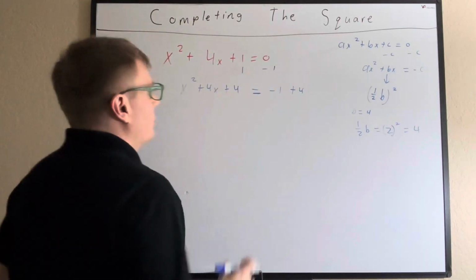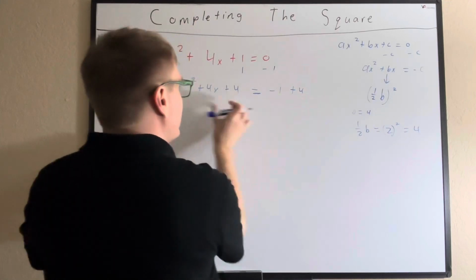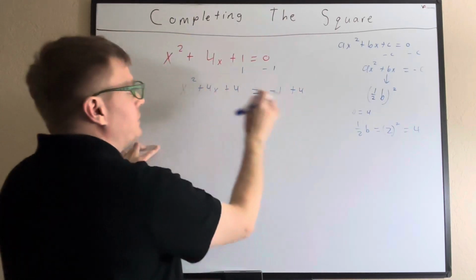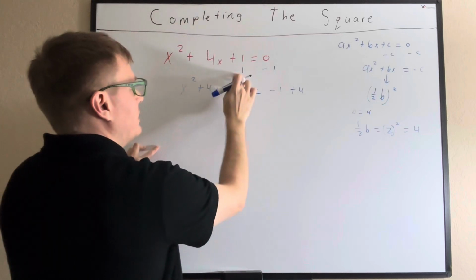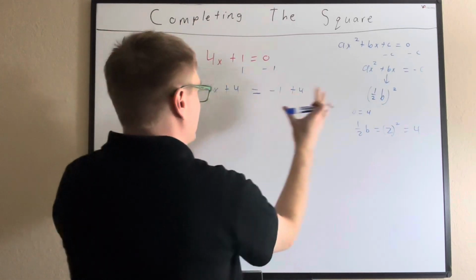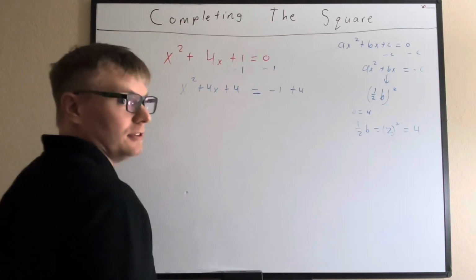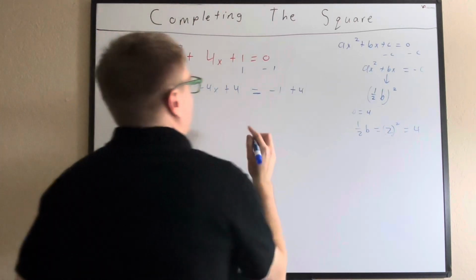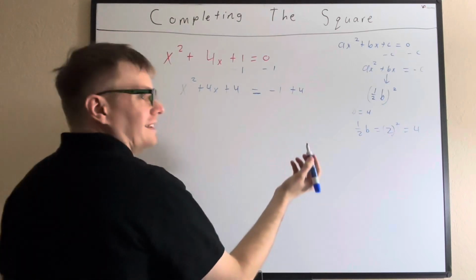How can we do that? Well, if you add something to both sides of an equation, that means you haven't changed it at all. Just like when we subtracted 1 from each side, right? We haven't changed what it's equal to. Well, what did that do?